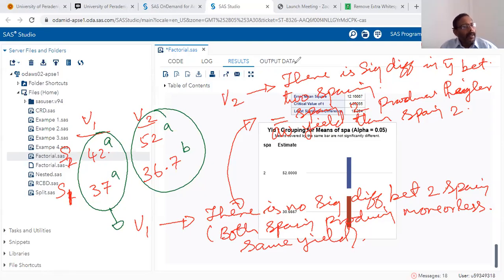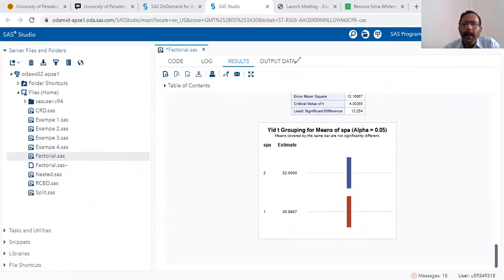Right, we will stop with this factorial now. In the afternoon, I will go through split plot and the nested design. Right, so I'll stop with that. Any questions? Any questions? Right. If you don't have questions, we can stop with this and see you in the afternoon. Thank you, sir. Okay. Bye.